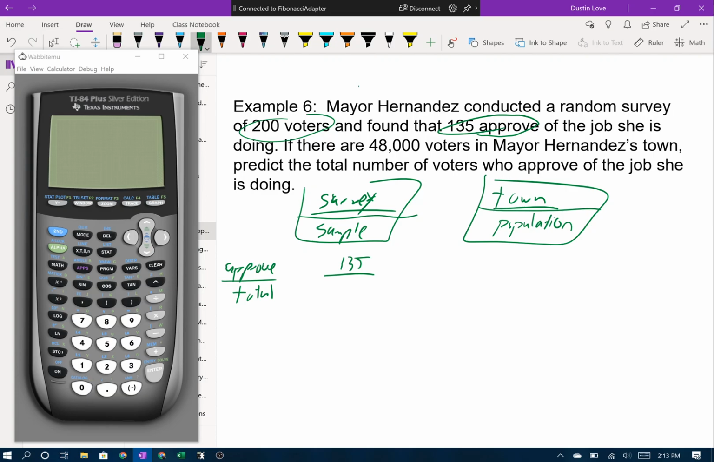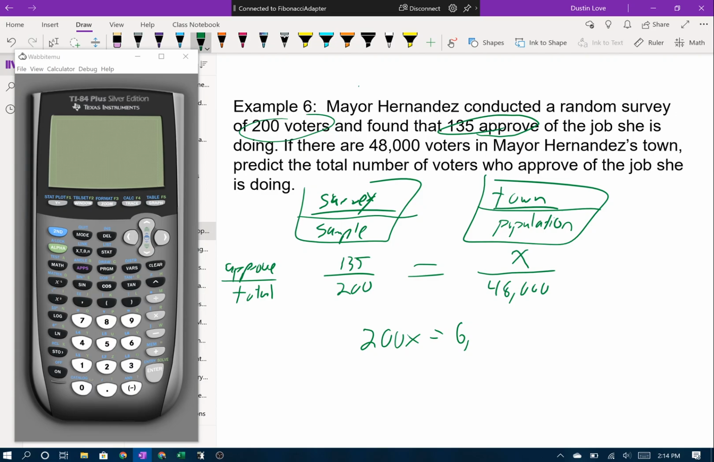So, set those equal to each other, cross multiply, and solve. This is one place where you could reduce first. It's not going to help us much, but I'm not going to bother with it. 200 times x is 200x. 135 times 48,000. It's 6 million. Somebody help me out. 480,000. Then we're going to divide by 200. And let's see if I can do this in my head. Those two zeros are going to cancel out. Going by 100. Now I'm dividing by 2, so that's 32,400. 32,400 people most likely approve of her in town.